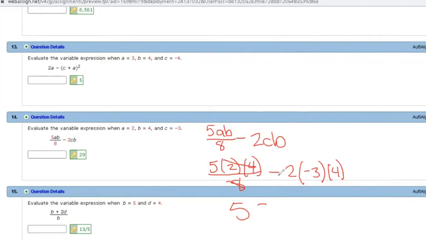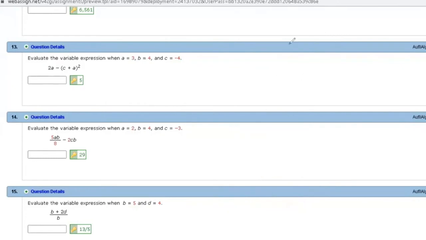So then we have negative 2 times negative 3, which is positive 6, times 4. So we'll have plus 24. So 5 plus 24, that's how we get the correct answer, which is 29. Okay. So same thing for number 15. Just plug those numbers in and just work it on out.